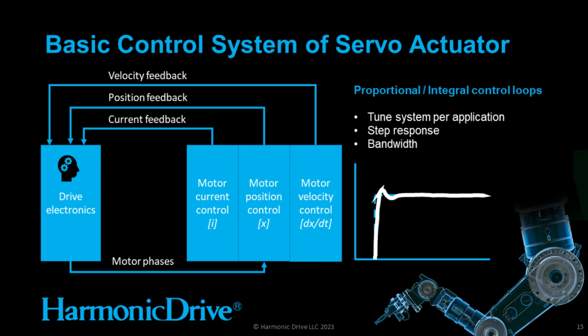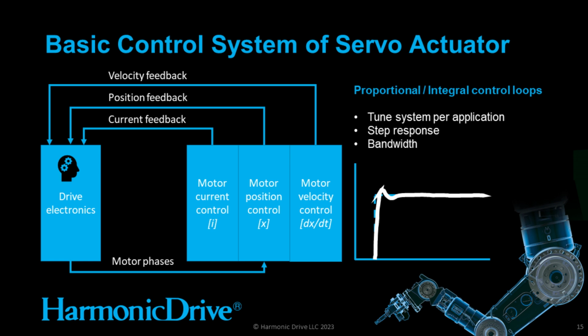You can see on the left here, I have a very slightly different diagram. We still have the drive electronics on the left side, the motor phases feeding the motor towards the right, and we have 3 control loops next to each other on the right side. The first, from left to right, is motor current control. So the drive electronics have a feedback loop that reads the motor current. You can see that on the top. We have current feedback signals feeding into the drive electronics.